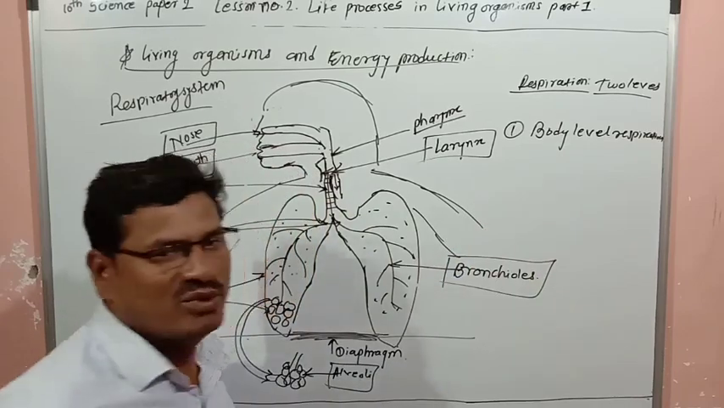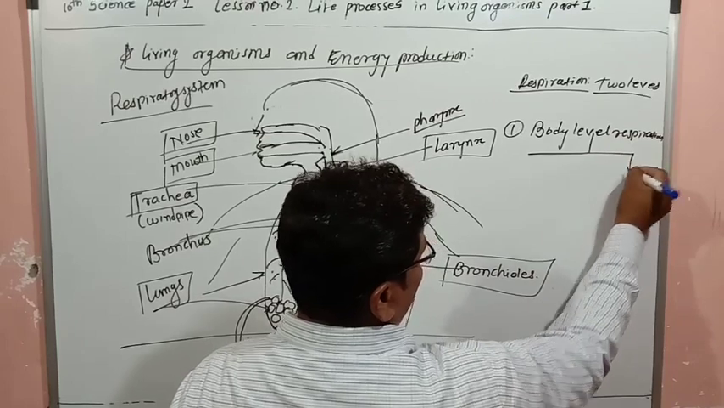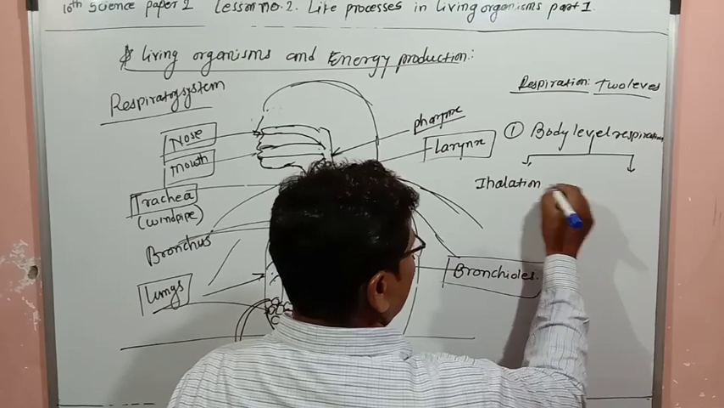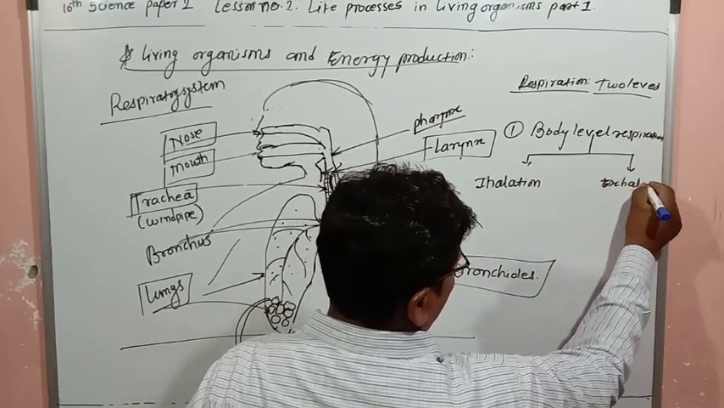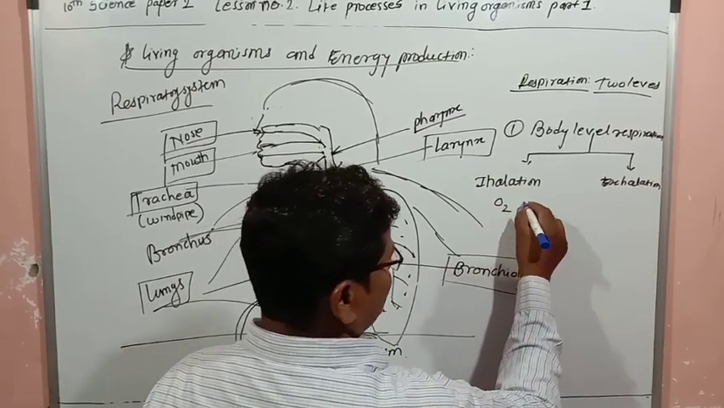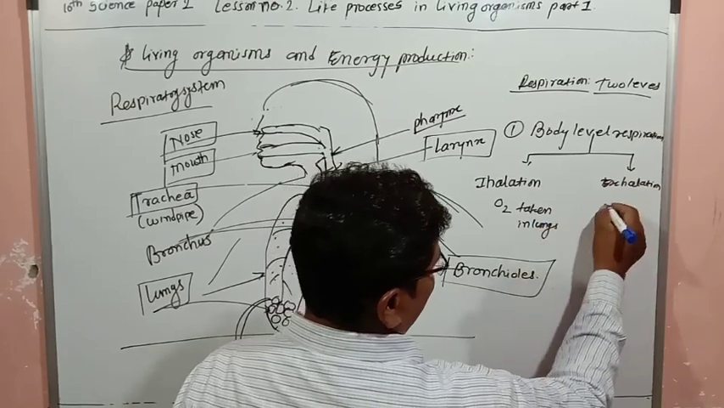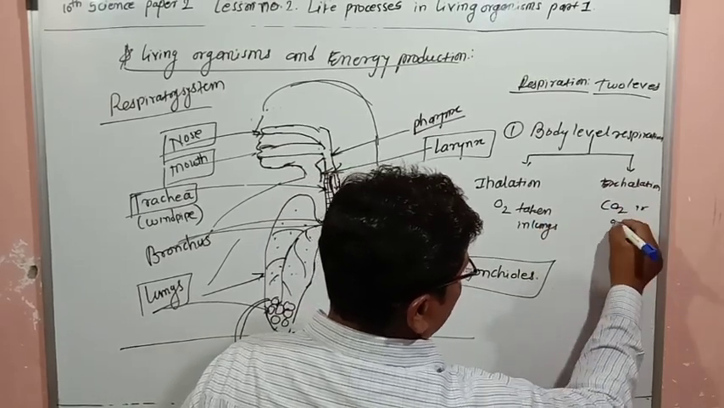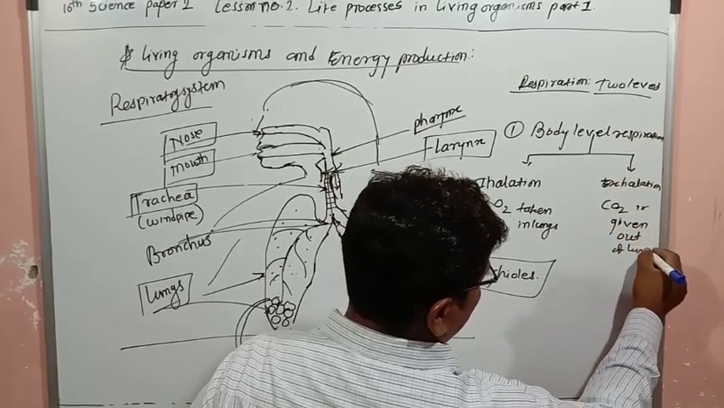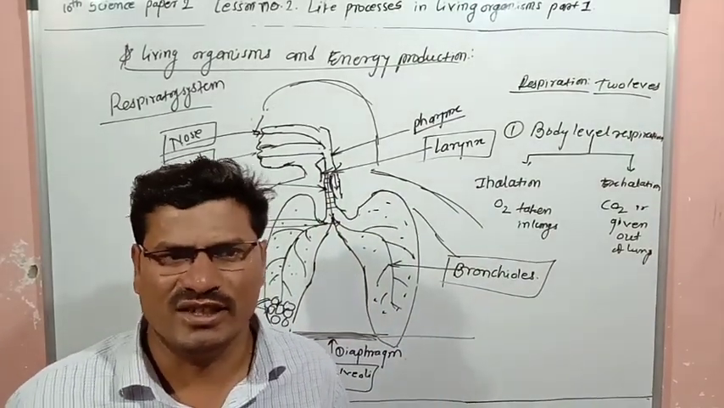Body level respiration. In body level respiration, two things are involved: inhalation and exhalation. In inhalation, O2 is taken into the lungs. In exhalation, CO2 is given out of the lungs. So in body level respiration, inhalation and exhalation take place.